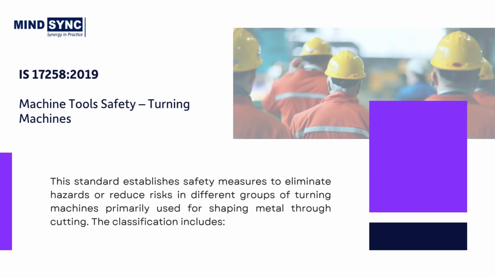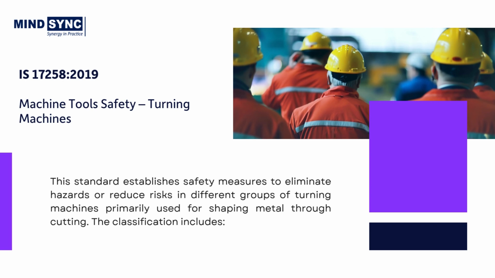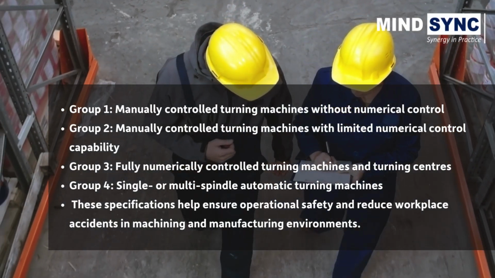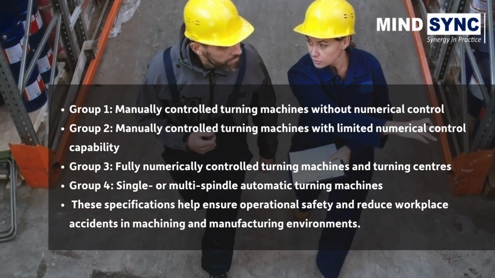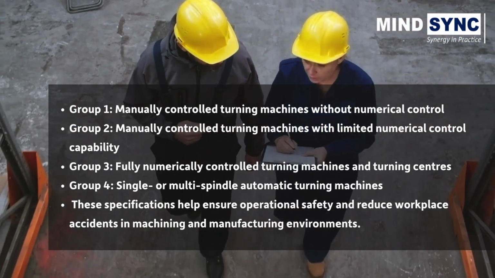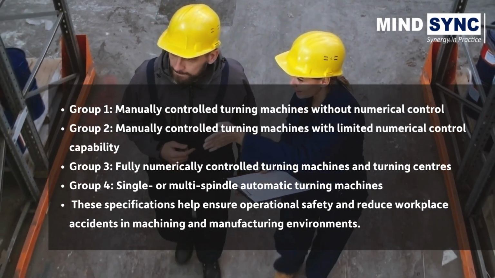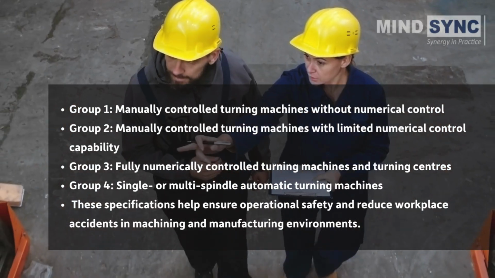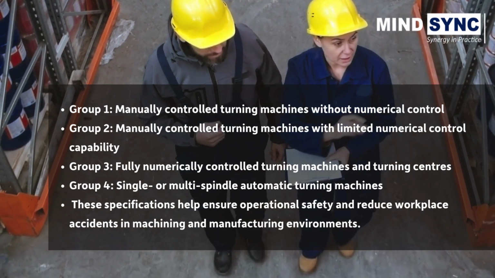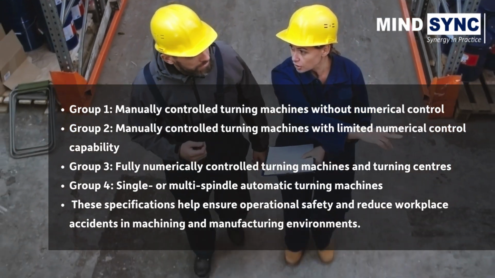Machine Tools Safety, Turning Machines. This standard establishes safety measures to eliminate hazards or reduce risks in different groups of turning machines primarily used for shaping metal through cutting. The classification includes Group 1. Manually controlled turning machines without numerical control. Group 2. Manually controlled turning machines with limited numerical control capability. Group 3. Fully numerically controlled turning machines and turning centers. Group 4. Single or multi-spindle automatic turning machines. These specifications help ensure operational safety and reduce workplace accidents in machining and manufacturing environments.